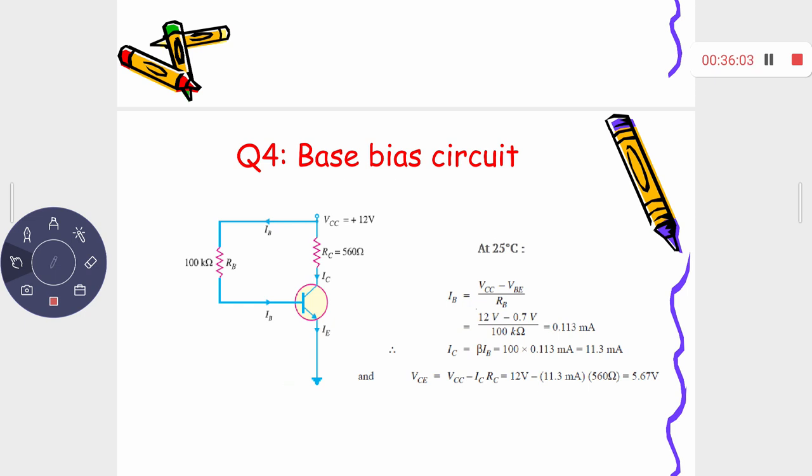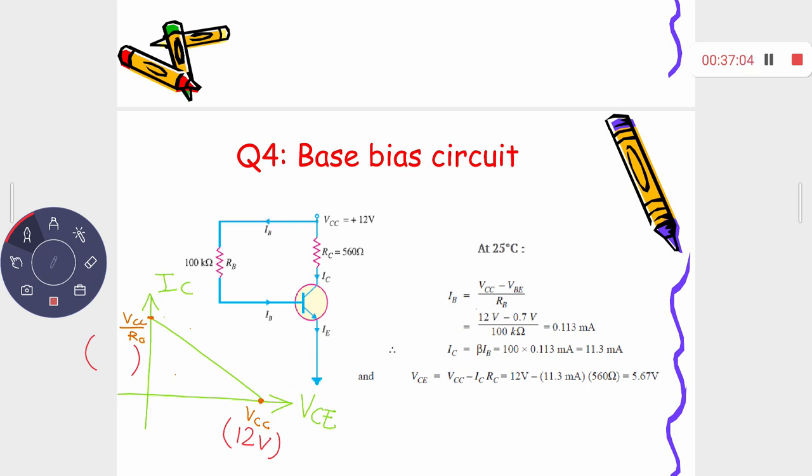So in the union, we just consider these are the 2 points. This is VCC and this is VCC upon RC. Here you have a 12 volt supply, so this is basically 12. This is 12 volt there, and here you have 12 volt by 560 ohms.